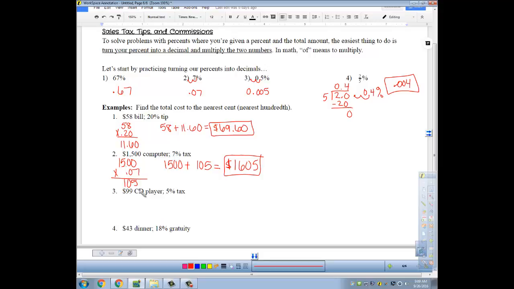For number 3, a CD player, $99, 5% tax, so times 0.05. That's going to give you $4.95. So take what the cost was, 99 plus $4.95, and your total would be $103.95. I don't think CD players are really worth that anymore, but you never know.